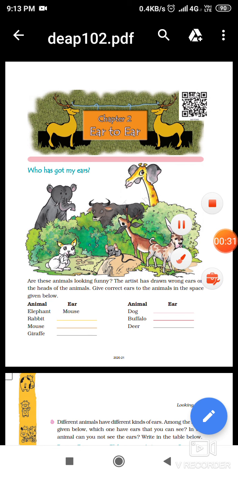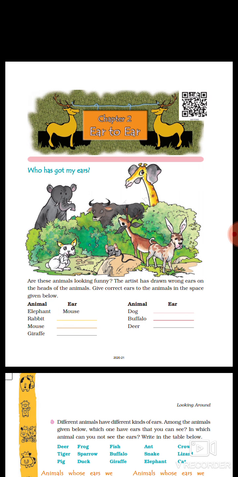Students, look at this picture. You have seen many ears. Are these animals looking funny? The artist has drawn wrong ears on the heads of the animals. Let us think and give correct ears to the animals in the space given below.